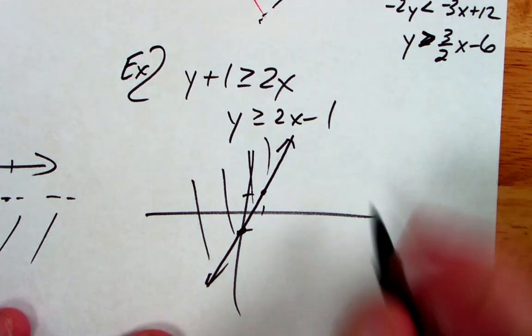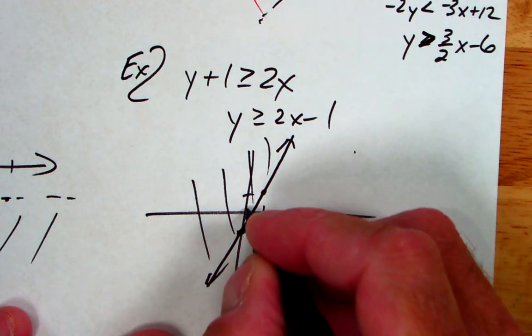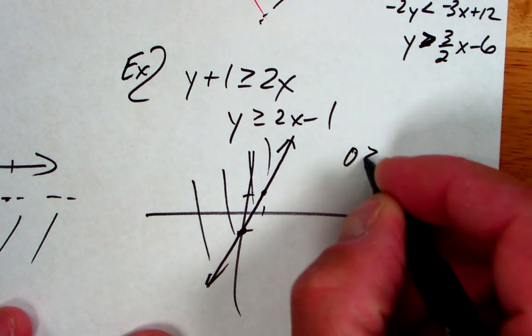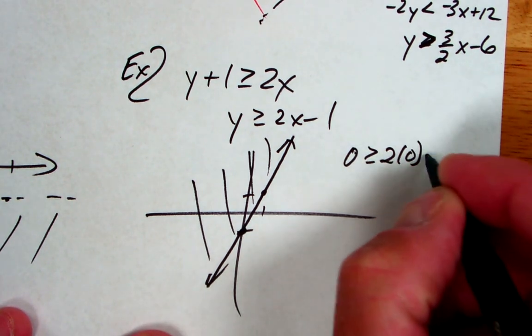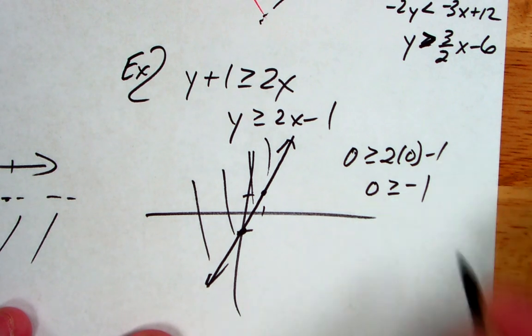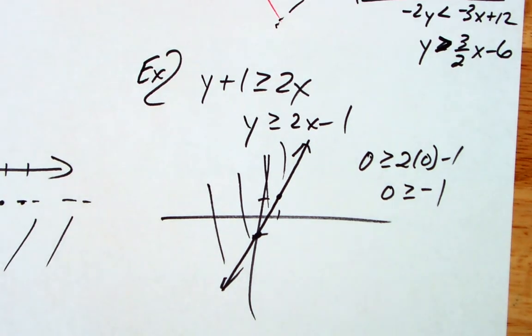If I did a test point, it would simply be this. 0, 0 is on the top side. 0 is greater than or equal to 2 times 0 minus 1. 0 is greater than or equal to negative 1. That's true.